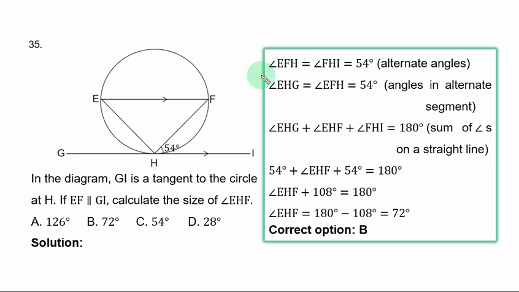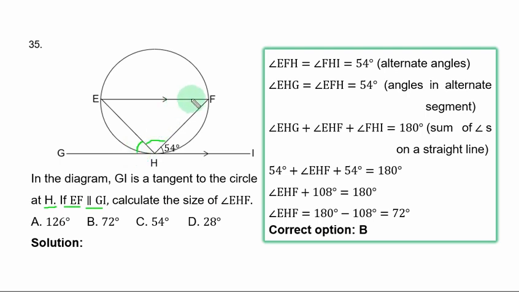Question 35. In the diagram, GI is a tangent to the circle at H. If EF is parallel to GH, calculate the size of EHF. That is this angle. If we are able to get this angle and you add the 3 angles on the straight line, the sum is 180.